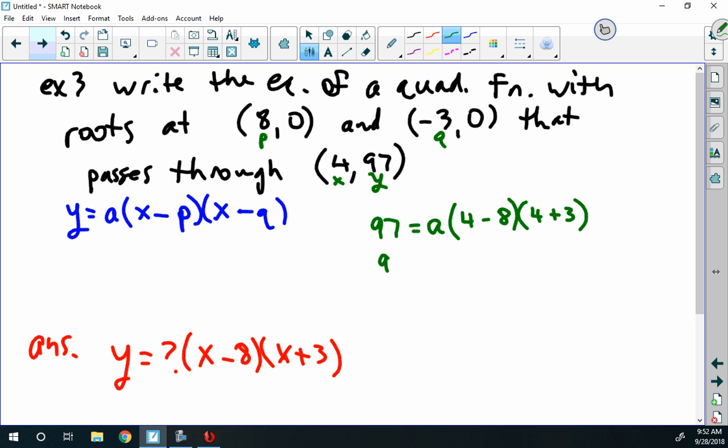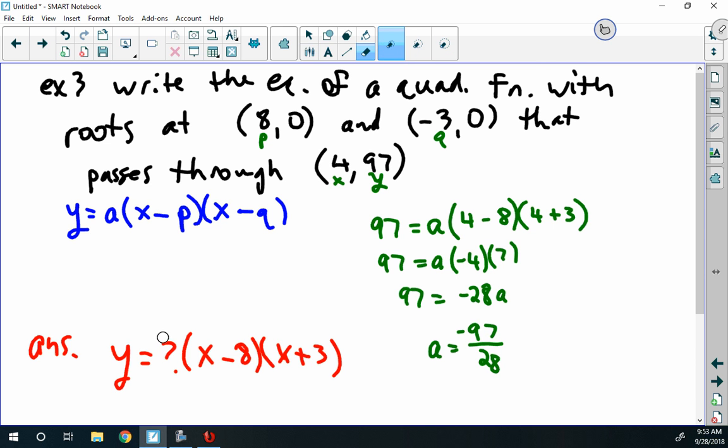So 97 equals a times -4 times 7. So 97 equals -28a. So my a value ends up being -97 over 28. -97 over 28. It's not very pretty, but that's what it is. So I just need to sneak that in here. -97 over 28.